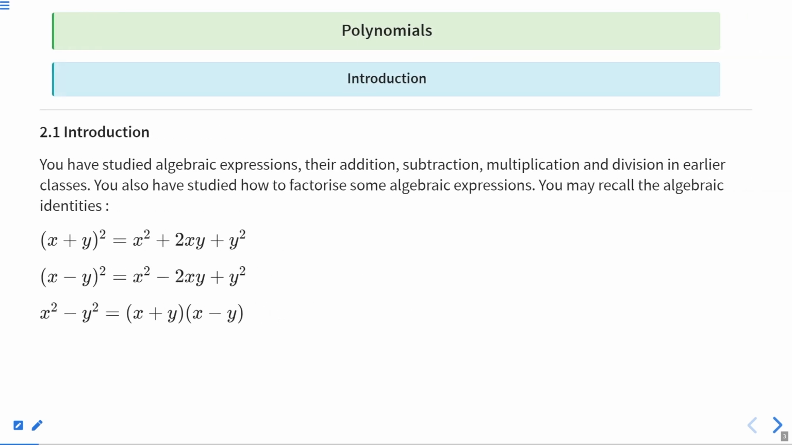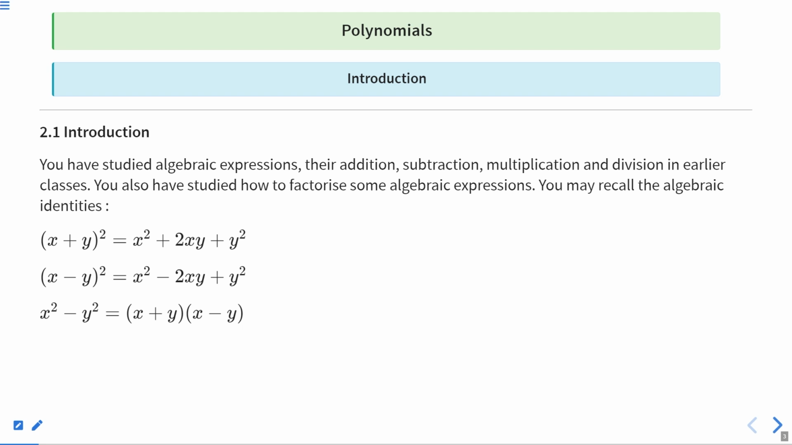You have studied algebraic expressions and their addition, subtraction, multiplication and division in earlier classes. You also have studied how to factorize some algebraic expressions, and you may recall the algebraic identities that you have studied in your previous classes. In this class we first introduce polynomials by recalling algebraic identities.